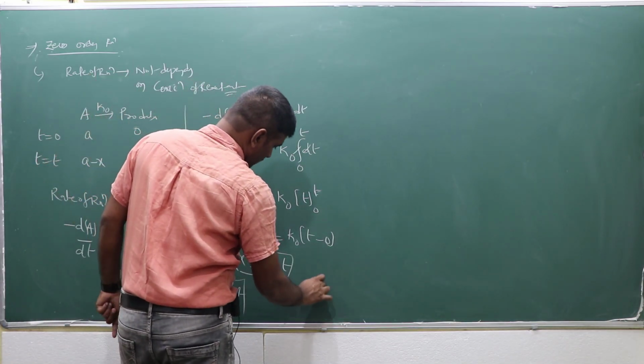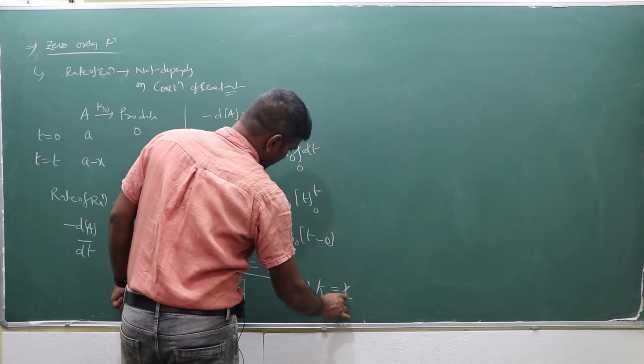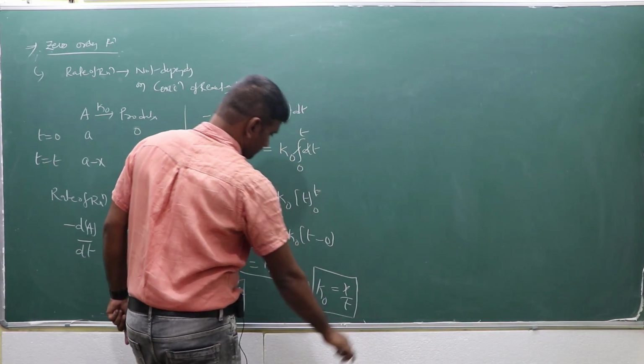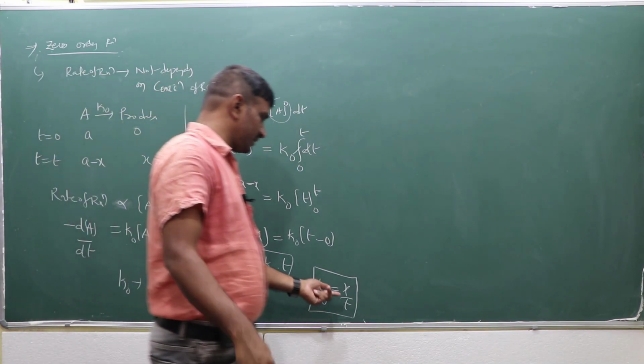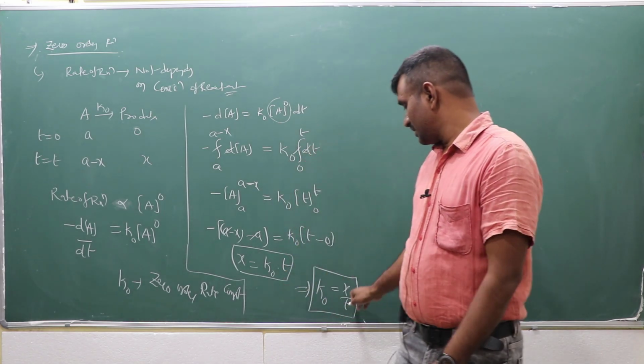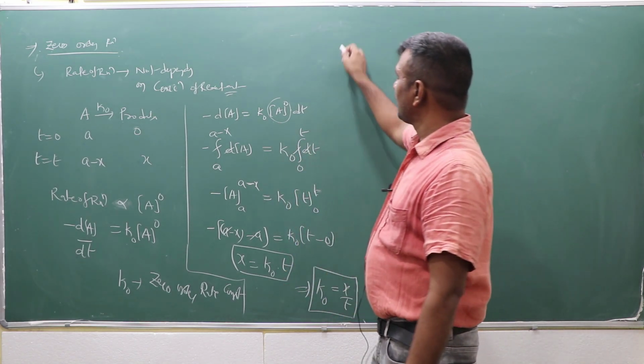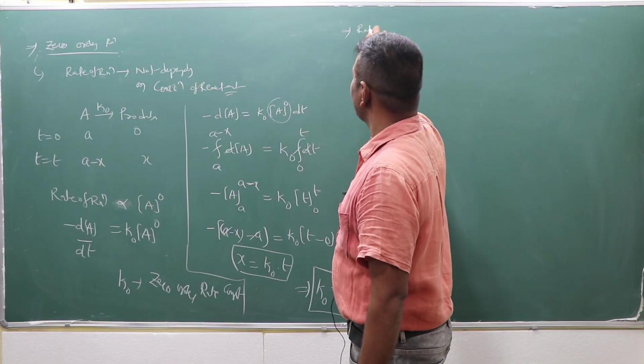Then k naught is equal to what? x by t. K naught is equal to x by t. This is one type of rate constant, the zero order rate constant. K naught is equal to x by t.